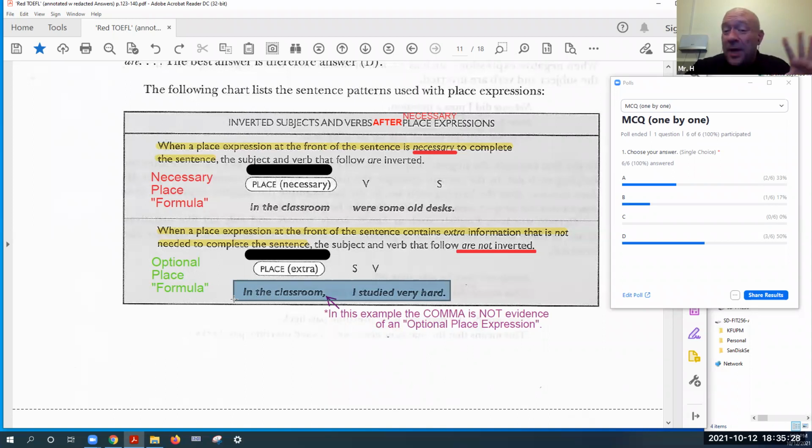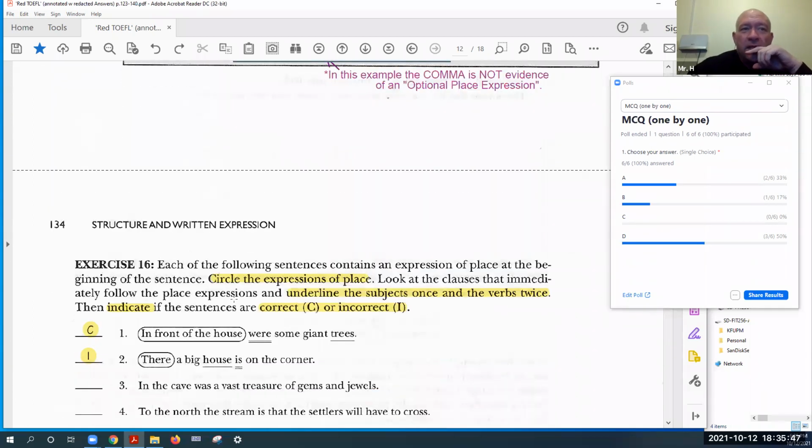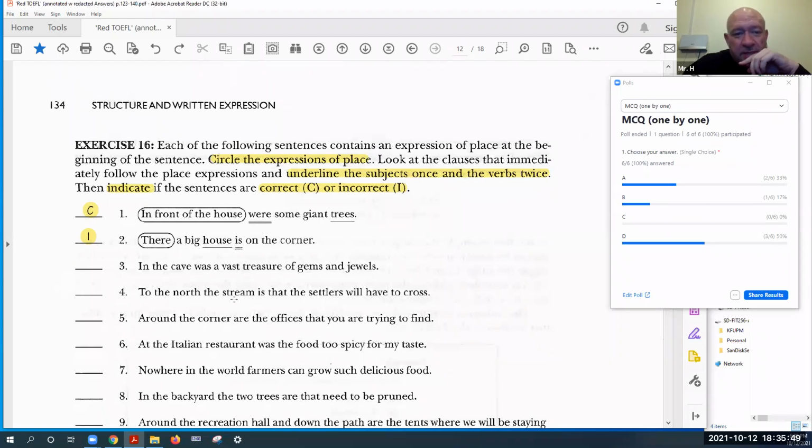Yes. Sometimes you can have a necessary place expression with a comma. So if you always just look for the comma, you will probably make mistakes in the TOEFL. That's my point. So let's go down to the exercise. Let's do the exercise.